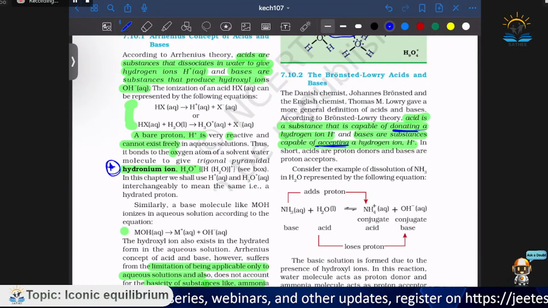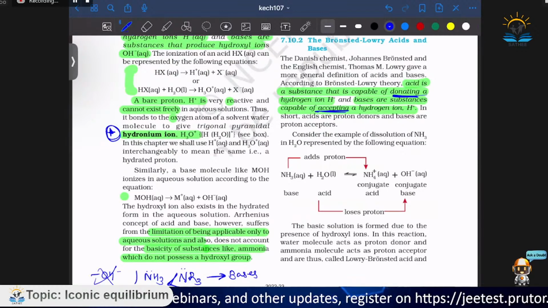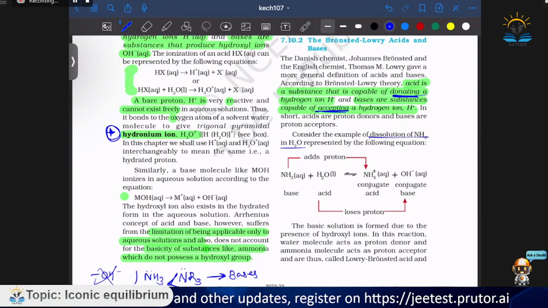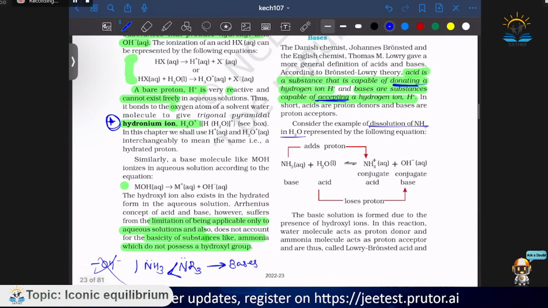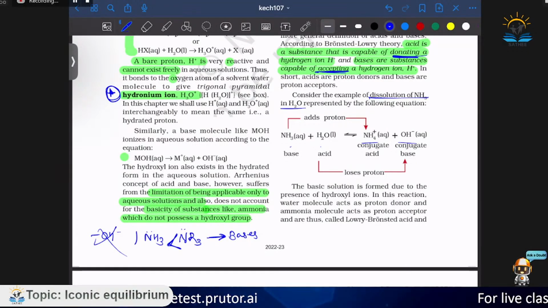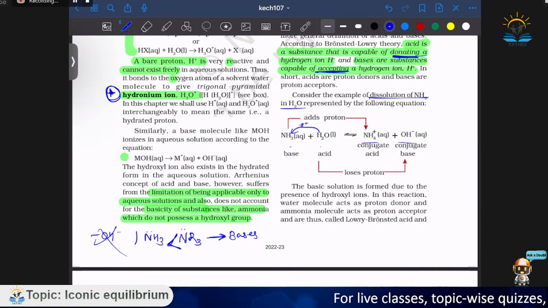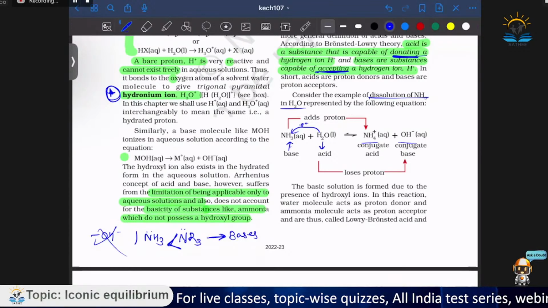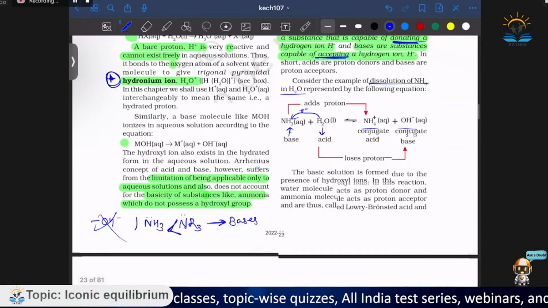What does it mean? Let us see an example of dissolution of ammonia in water, and let's see what an acid and base is according to Bronsted and Lowry. So ammonia and water mix to form ammonium ion and hydroxyl ion, right? So what is happening is that water is giving a proton to ammonia, turning it into ammonium, and water itself is turning into hydroxyl. So the one which is giving the proton is acid, the one which is accepting the proton is base. This is a very simple example.